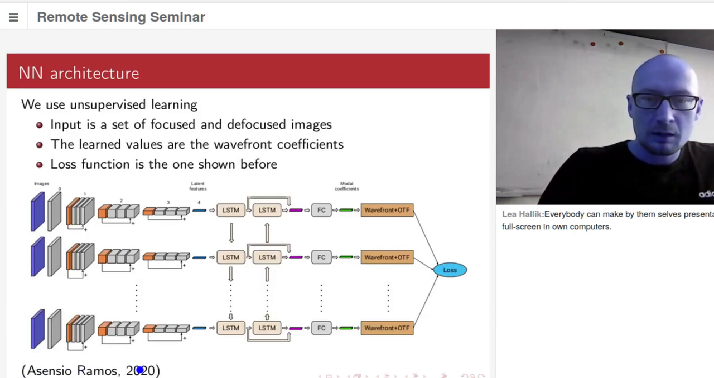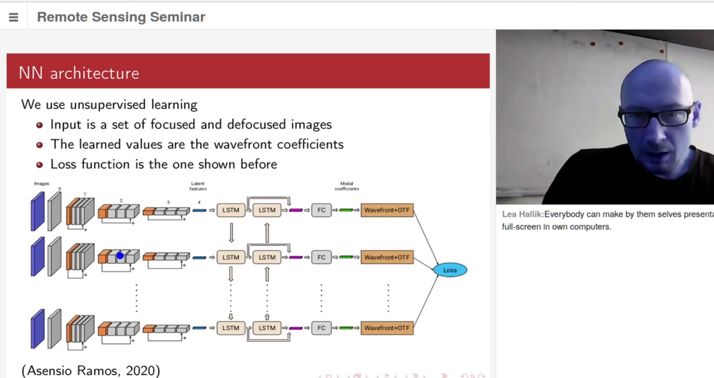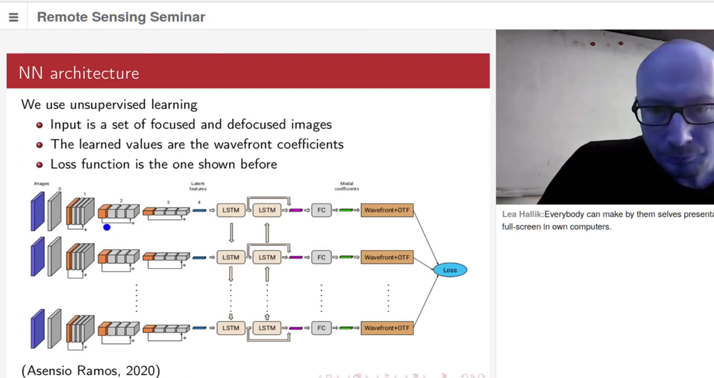So here, again, my colleague has invented a nice neural network structure, which we have been testing. You feed into the input these pairs of focused and defocused images, which I showed in the first picture. And from top to bottom, you can assume this is like a time axis, so these are frames on consecutive time steps. Each pair of frames is passed through these convolutional layers with these pass-through connections, which makes training faster.